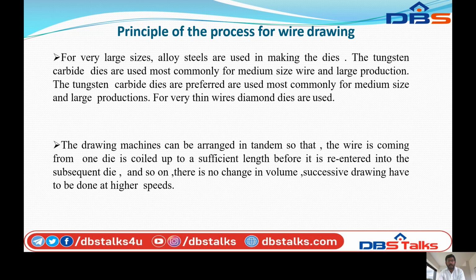For very large size wires, steels are used in making the dies. The tungsten carbide dies are used most commonly for medium size wire and large production. For very thin wires, diamond dies are used.